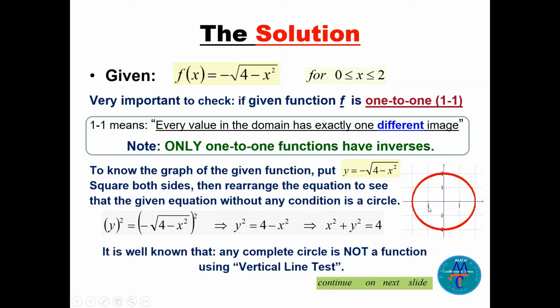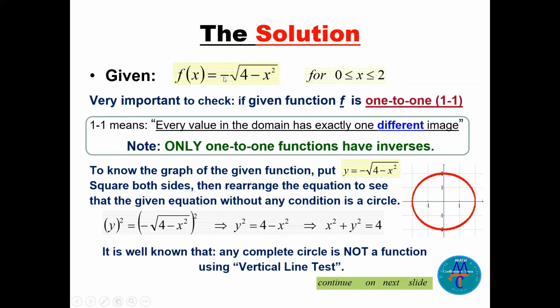Now, this is a complete circle. Without any condition, x squared plus y squared is equal to 4 is a complete circle. The center is 0, 0, and the radius is 2. Now, we know that the complete circle here, this red one, is not a function. That's why we will take now the minus. See the minus here with the square root, 4 minus x squared. We will take the lower half of the circle where y is negative.